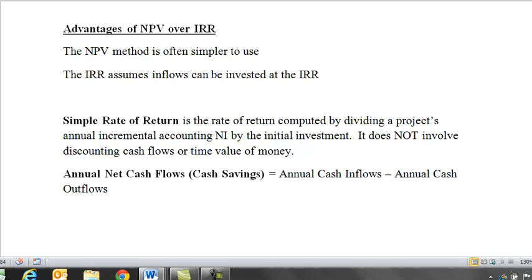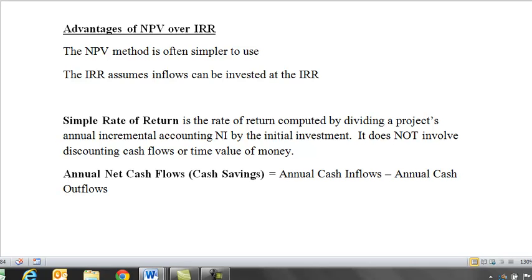Advantages of the net present value over the IRR is that the net present value method is often simpler to use, and the internal rate assumes that inflows can be invested at that rate. And sometimes that rate is very high and therefore very difficult to find other projects that are also at that same rate.